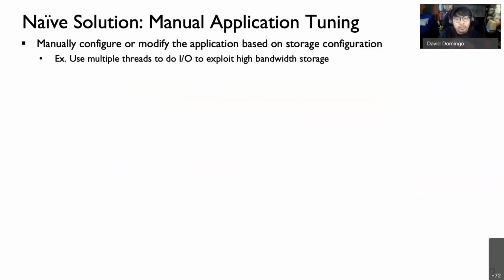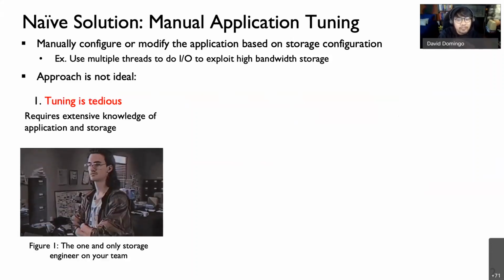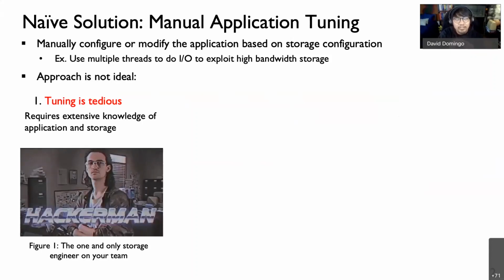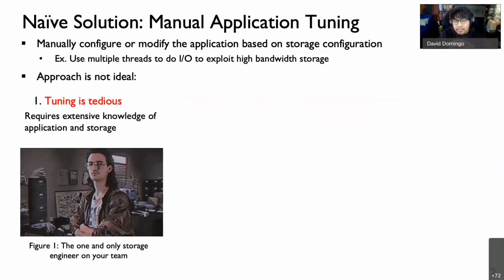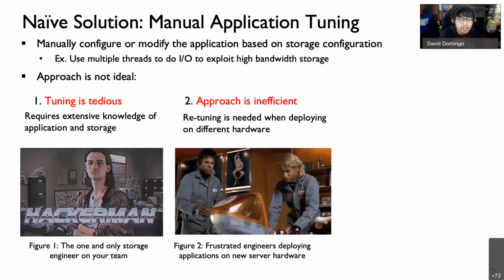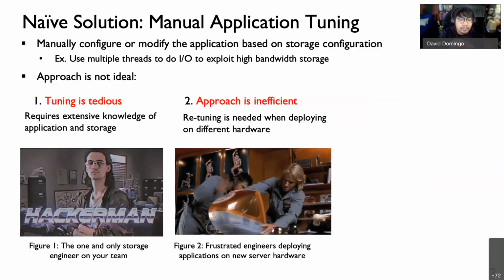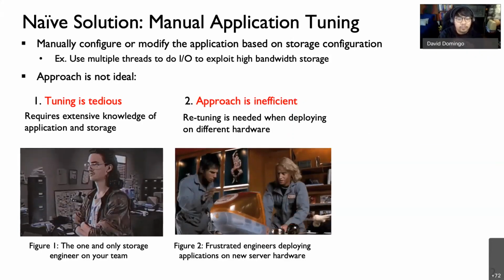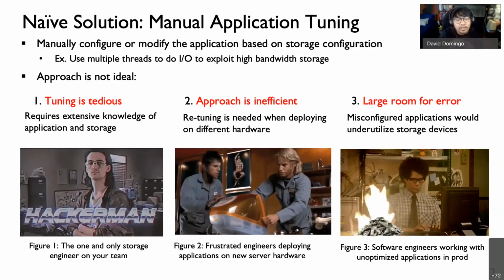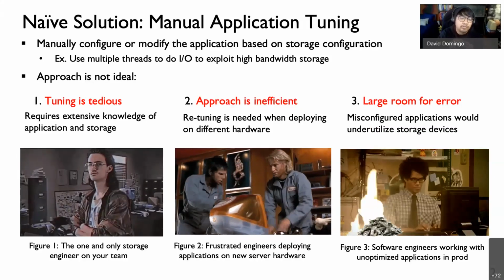So the naive approach to ensure good storage performance is to actually manually tune the applications. For example, we might want to use more than one thread to do I/O in order to take advantage of available bandwidth. However, this approach is not ideal for a couple of reasons. First, manual tuning is tedious and unfortunately requires extensive knowledge of the application and storage capabilities. Second, manual tuning is inefficient and unportable, and the application will have to be retuned if deployed on different storage hardware. And finally, manual tuning leaves a lot of room for error, and misconfigured applications could lead to underutilized storage devices and reduce return on storage investments.